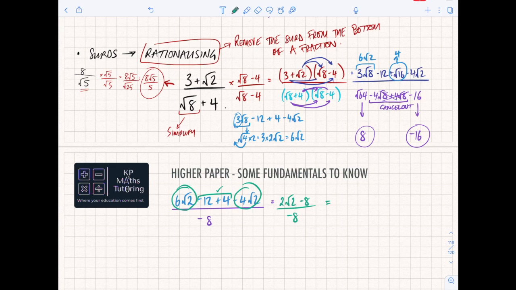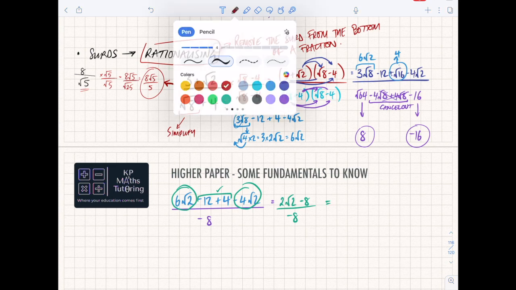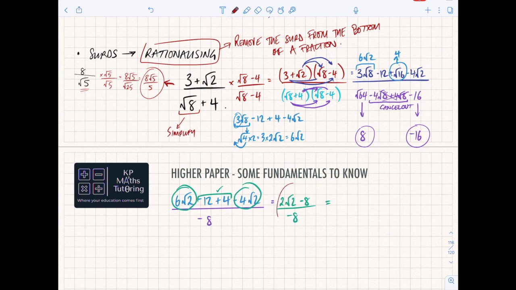Now, let's just look at that, because we can go a little bit more simplistic. Think to yourself, what does this all divide by? So ignoring the surd bit, what can I divide all of that by? Well, they're all even numbers, so I can divide by 2. So 2 divided by 2 is just 1. And remember, you leave the root 2. Minus 8 divided by 2 is minus 4. And then minus 8 divided by 2 is minus 4.